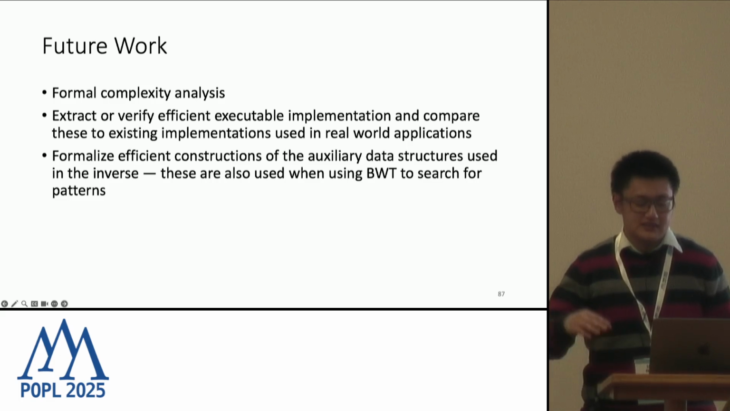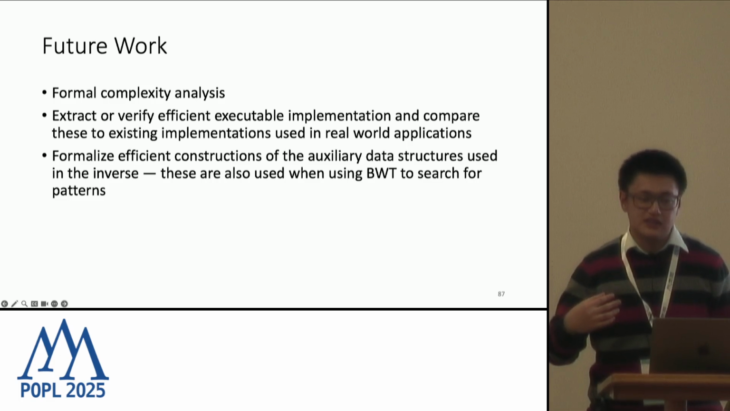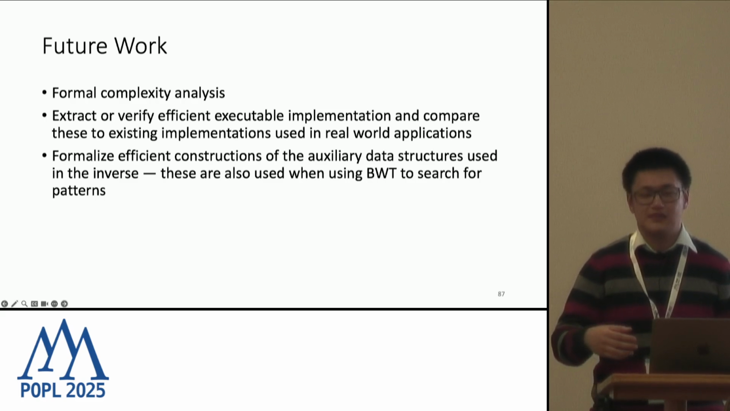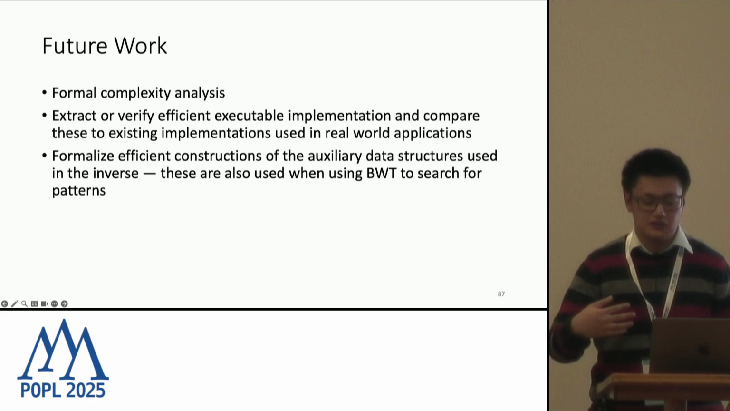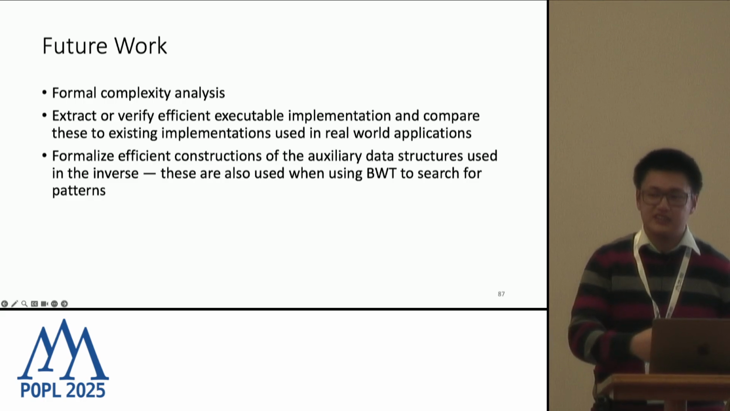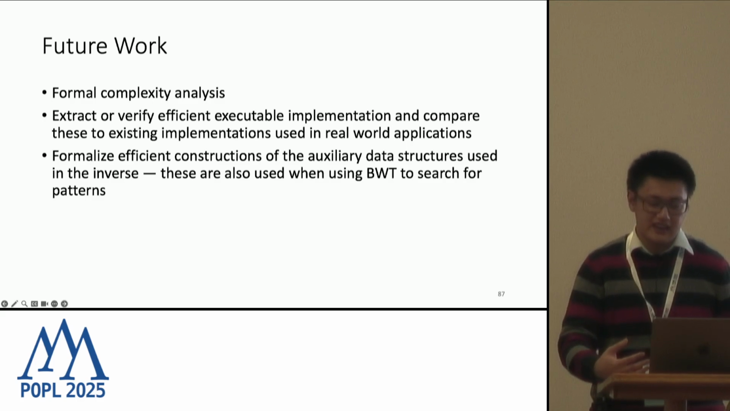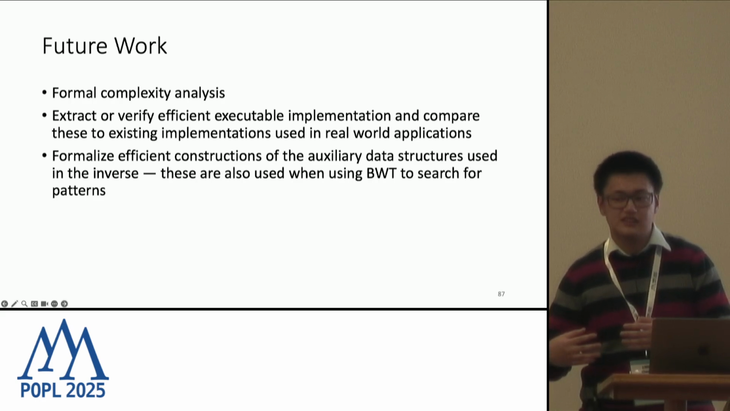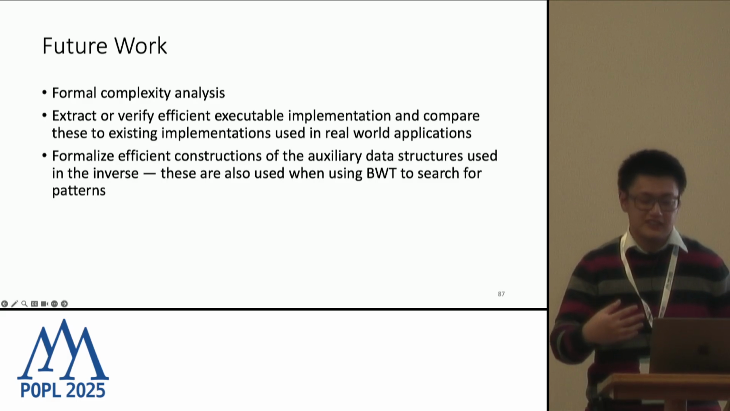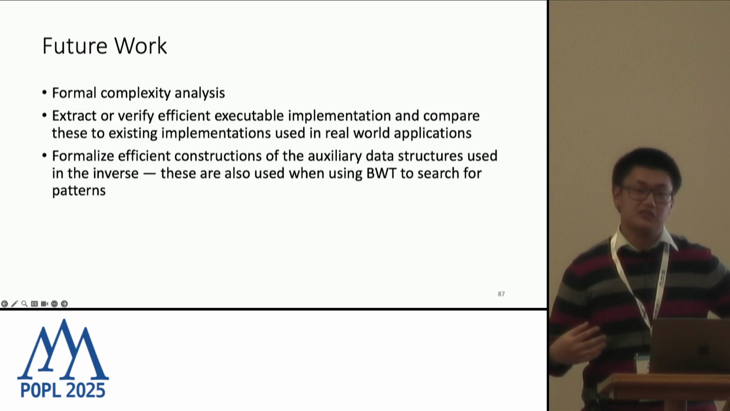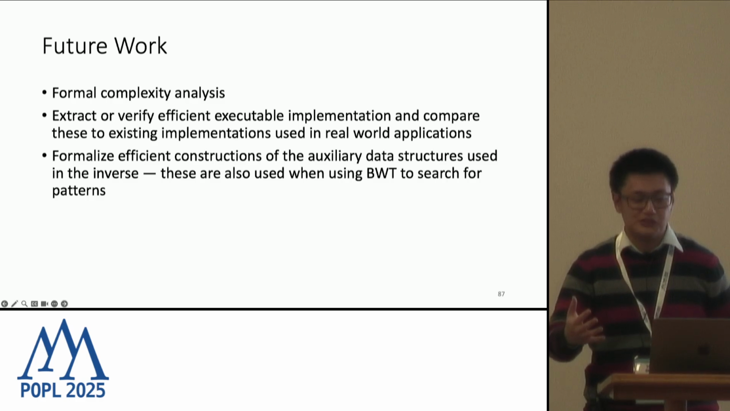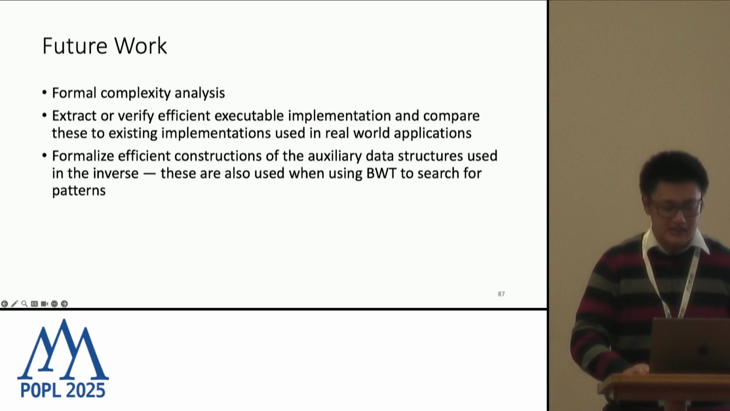And the final thing is that in the inverse, we did use some auxiliary data structures which are also supposedly constructible in linear time. Show that they are actually, that is indeed the case. Now, these are also very useful because they can also be used in other applications with the BWT. For example, you can use these to use the BWT as a text index so that you can actually search over it, like as if you were searching using the suffix array, for example. And that's it.